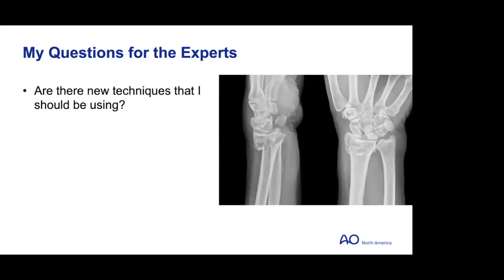Again, the general bias as an orthopedic trauma surgeon is, knife, spoon, and fork. Whatever the VAT committee has decided we're going to use, we need to use. But are there any new techniques that we should be using? Anything that we really should be pushing our ORs to get for us?